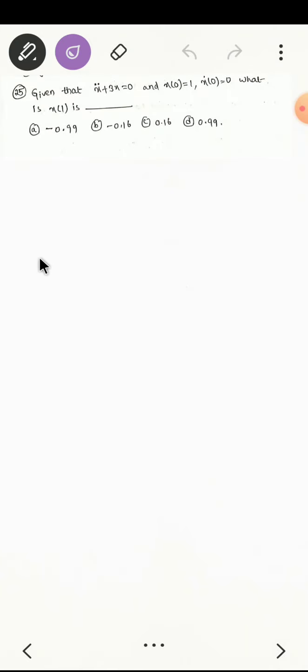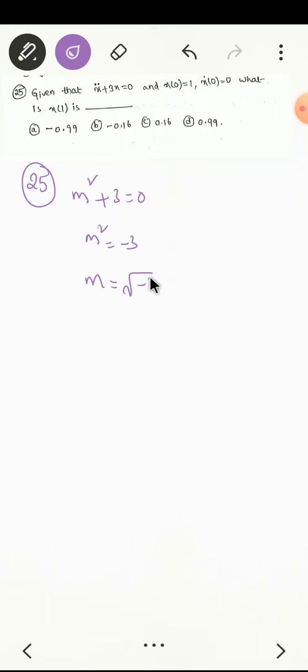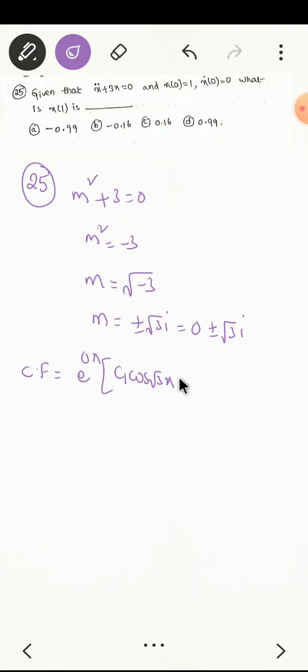Let us solve problem number 25. X double dot is nothing but, no need to worry, that is d square x by dt square. Okay, that means 2 second. That thing is m square plus 3 equal to 0. M square is equal to minus 3. M is equal to, I can write it as root over minus 3. So m is equal to plus or minus root 3i. That means 0 plus or minus root 3i. So complementary function is equal to e raised to power 0x c1 cos root 3x plus c2 sin root 3x.